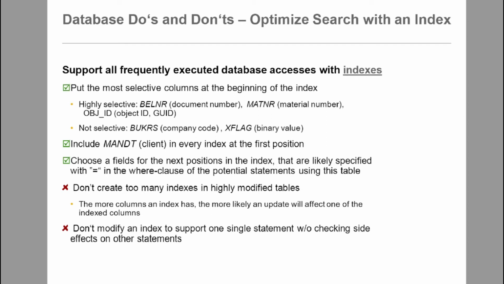You can choose fields for the next positions in the index that are likely specified with equal to in the where clause of the potential statements using this table. Now the don'ts are: do not create too many indexes in highly modified tables. The more columns the index has, the more likely an update will affect one of the index's columns. And do not modify an index to support one single statement without checking side effects on other statements.